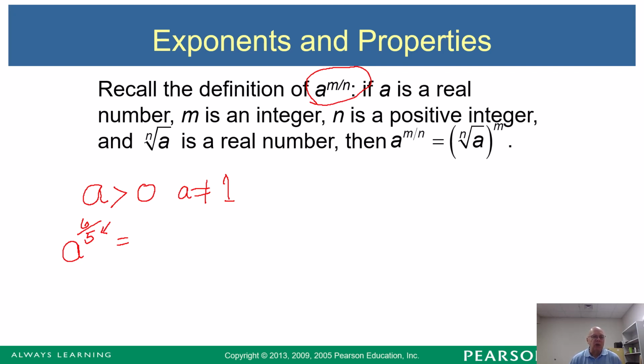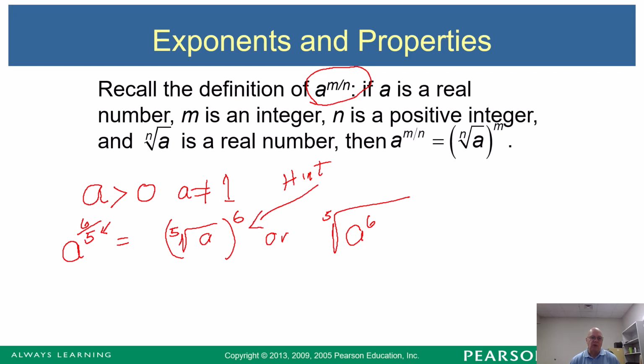You can either do this. You can take the 5th root of A and then multiply that by itself 6 times. Or you can do it in the reverse order. You can take A to the 6th and then take the 5th root of it, whichever is convenient. Typically, though, hint, typically you want to go this way. Take the root first and then take the exponent, the integer exponent of that.